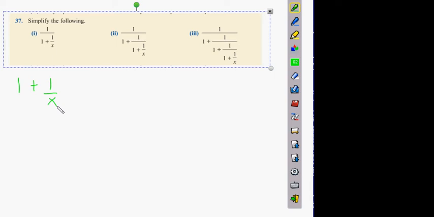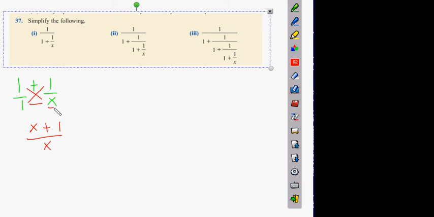1 plus 1 over x. What would you tell me the answer is? If I got lowest common denominator. That's the same thing as 1 over 1, isn't it? And then what could we change that to? Sorry? X plus 1 all over x. So there we get that?